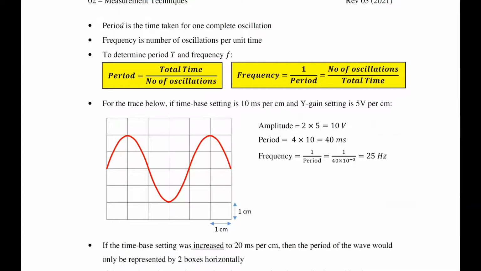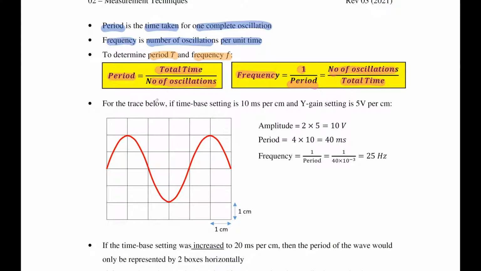Previously, you may have learned that period is the time taken for one complete oscillation, whereas frequency is the number of oscillations per unit time. In general, to determine period T and frequency f, we would be using the equations below, where period is equal to the total time divided by the number of oscillations, whereas frequency is the reciprocal of the period, giving us number of oscillations over total time.